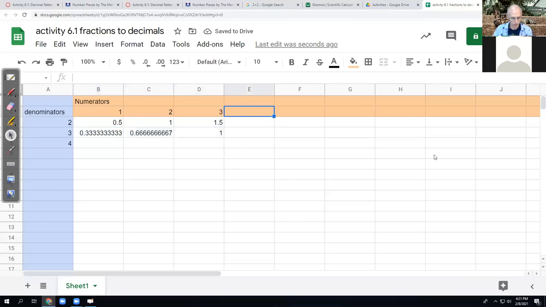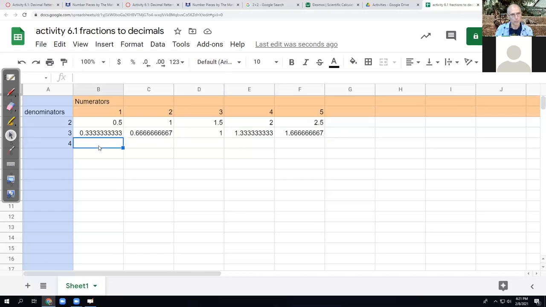So even if I kept going with like 4 is the numerator and 5 is the numerator, this formula should still work okay. So if I fill them both over, this should be 4 divided by 2, which is 2. This one right here should be 5 divided by 2, which is 2.5. So it's working okay.